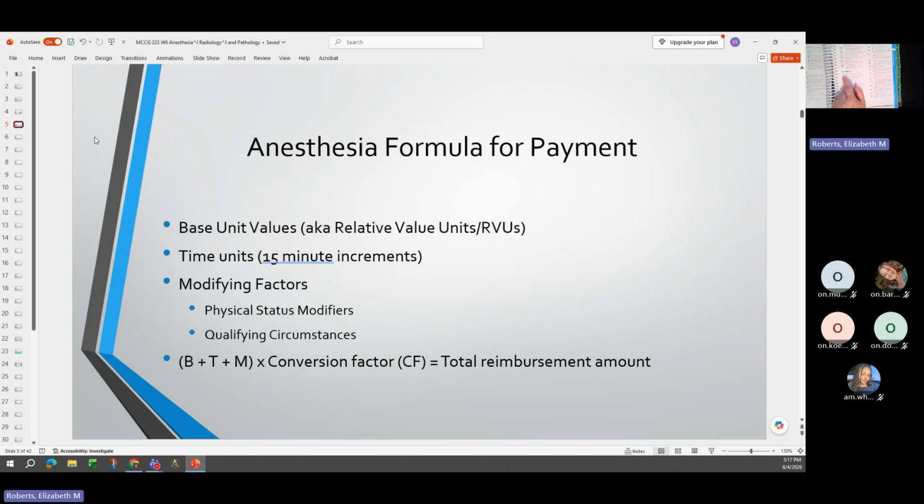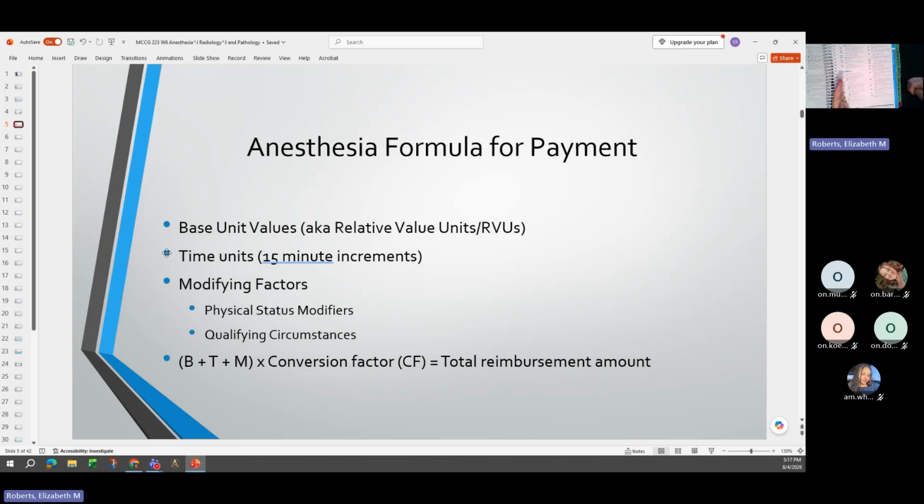So what we do is we use time units and modifying factors, physical status modifiers and qualifying circumstances, and we add those all up. We multiply by the conversion factor, and that's how much we expect to get paid. It's actually kind of interesting if you think about this, right? So the time unit value. Let's look at our 25-year-old patient. Let's say the patient was under anesthesia for 15 minutes.